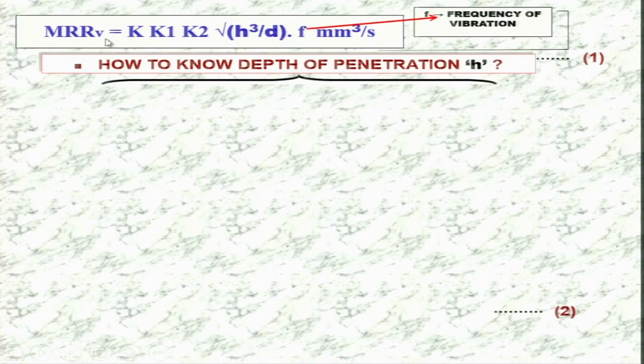So MRR V, volumetric material removal rate, will be equal to K, K1, K2, under the root h cube over d, multiplied by f. f is the frequency of vibration. So whatever is the frequency of vibration per second, it becomes cubic millimeter per second. So the question is how to know the depth of penetration h, because K, K1, K2 can be evolved from the experimental data. d is known to us well in advance, f is known to us, h is unknown. So depth of penetration is unknown.